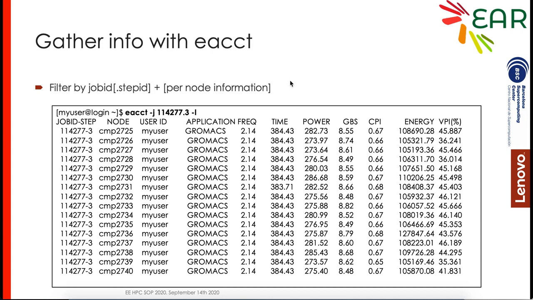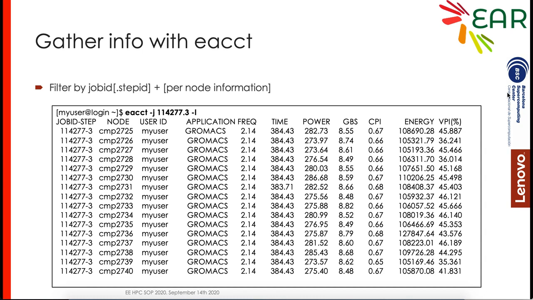So you can see, for instance, the job and step IDs, the node, the user ID, the application name, the average frequency, which could be potentially different from the selected CPU frequency. Basically, in those applications that are using extensively AVX 512 instructions, the execution time, the power per node, the memory bandwidth, the CPI, the energy. So for instance, when you are not asking for the per node information and you ask for the average for the whole application, the energy is not the average, it's the accumulated energy.